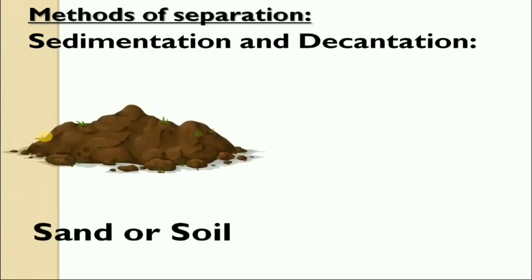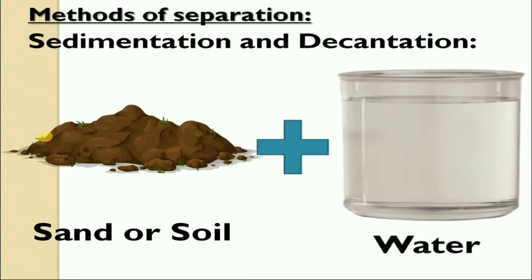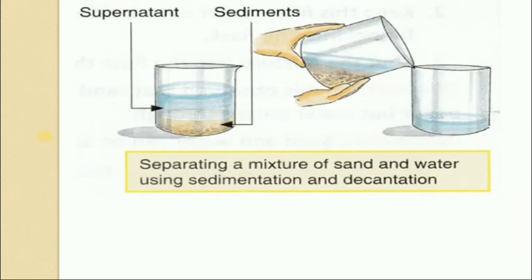Now the third one, sedimentation and decantation. Let us take sand or soil, add it to the water and mix it well. After that, keep them for some time without any disturbance. Now you observe the sand will settle down because of the gravitational force, so within the water we have a separate layer of sand at the bottom of the beaker.